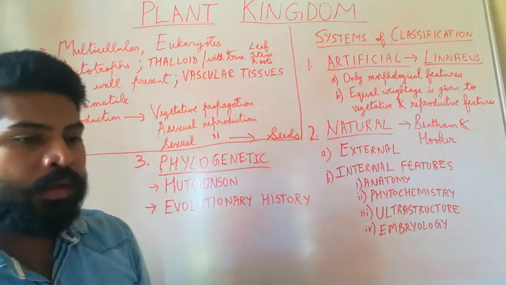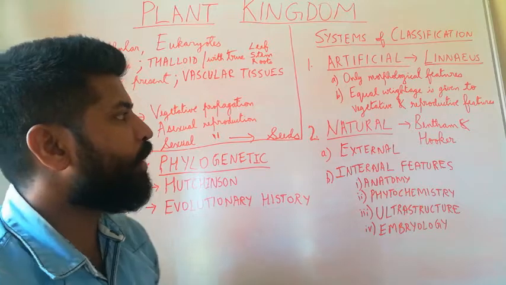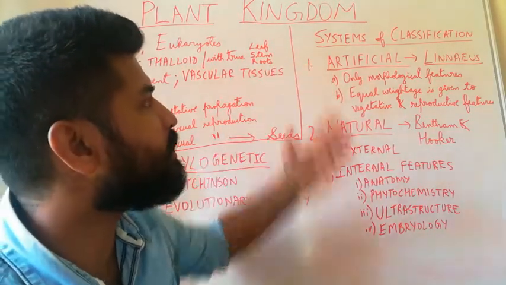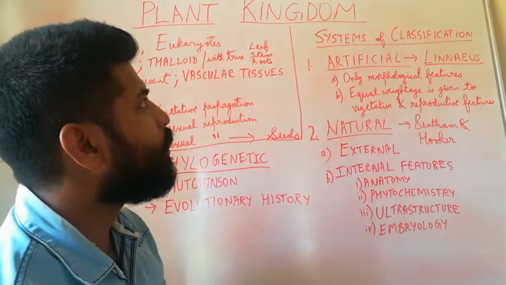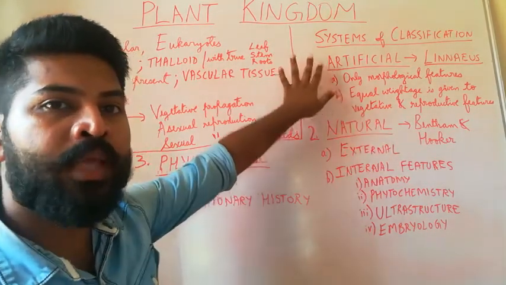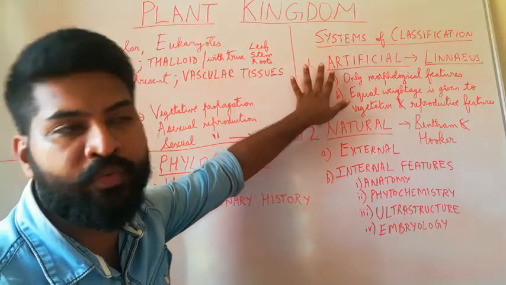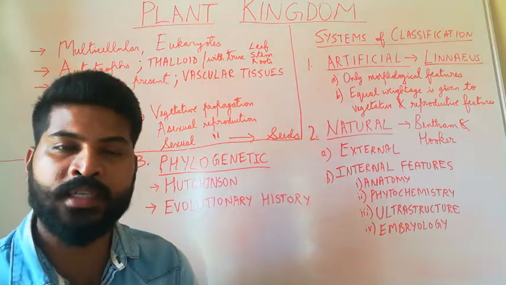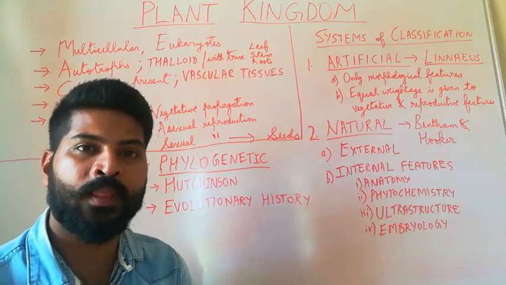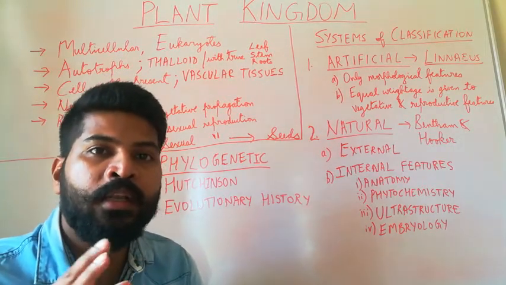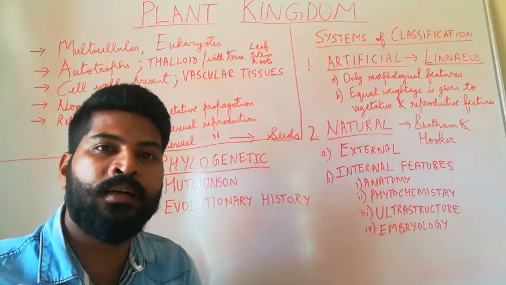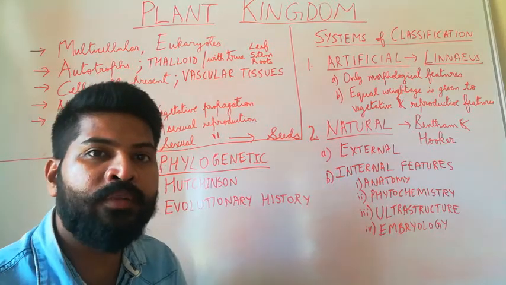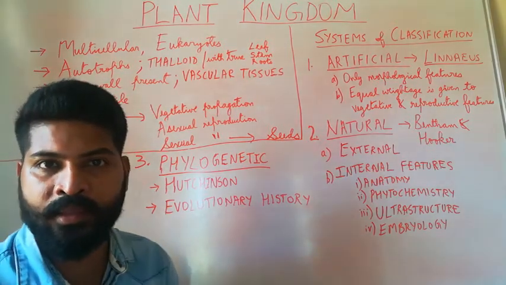Now, there are a few systems of classification like we discussed. In the earlier days, the plant kingdom was classified on the basis of the artificial system of classification proposed by Carolus Linnaeus. In this artificial system of classification, only the external features such as the leaf shape, leaf numbers, stem height, and other morphological features were considered for classifying the plants.